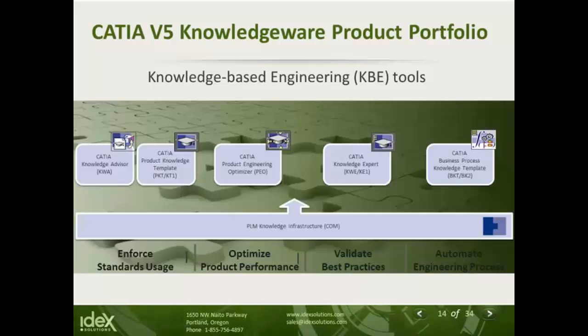So for enforce, as an example, we see CATIA Knowledge Advisor, or KWA, as well as CATIA Product Knowledge Template, which is PKT and KT1. Under Optimize, we see CATIA Product Engineering Optimizer, or PEO. Under Validate, we see CATIA Knowledge Expert, or KWE-KE1. And then finally, under Automate, we see CATIA Business Process Knowledge Template, which is BKT and BK2.